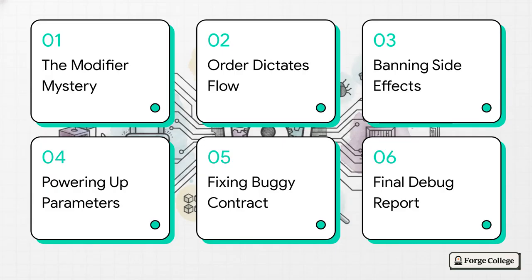Here's our quick itinerary for today. 1. The modifier mystery. 2. Order dictates control flow. 3. Banning secret side effects. 4. Powering up with parameters. 5. Fixing the buggy contract. And finally, number 6, your final debug report.